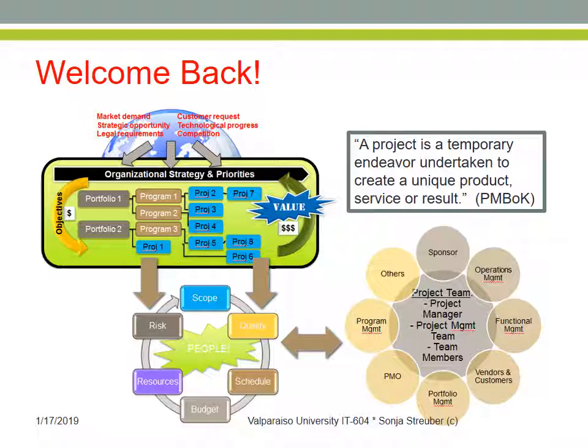Who are those people? Those people are typically called stakeholders, and you see the stakeholders at the right side of this slide. We have the team internal stakeholders such as yourself, the project management team like business analysts and so on, and the team members, the engineers. And then you have outside stakeholders here such as the sponsor, operations management, PMO, and functional management, and others.